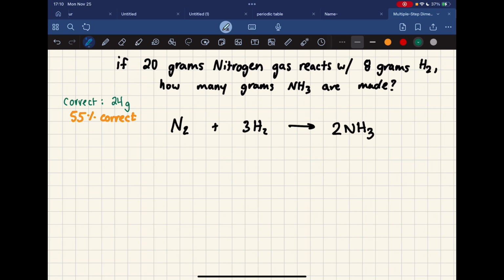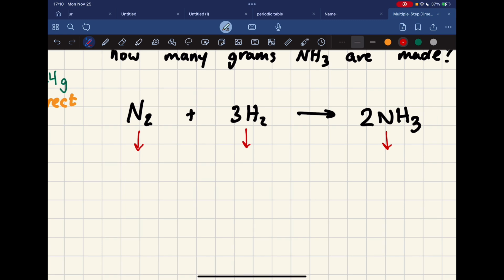Just pay attention here. So I'm telling you that 20 grams of nitrogen gas is reacting with 8 grams of hydrogen gas, and I want to know how many grams of ammonia are made. What we should do first is, don't pay attention to these numbers yet. What we want to do is just convert these quantities to grams.